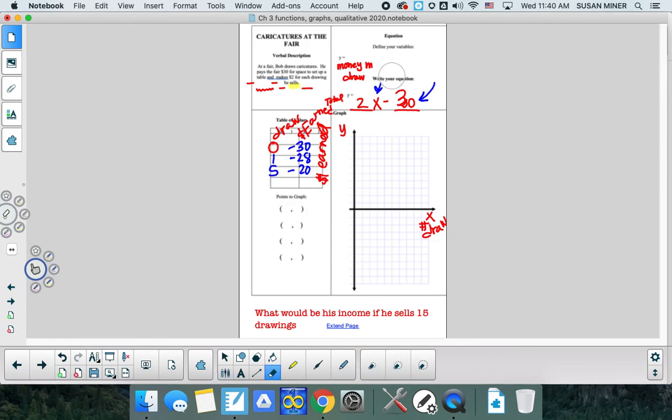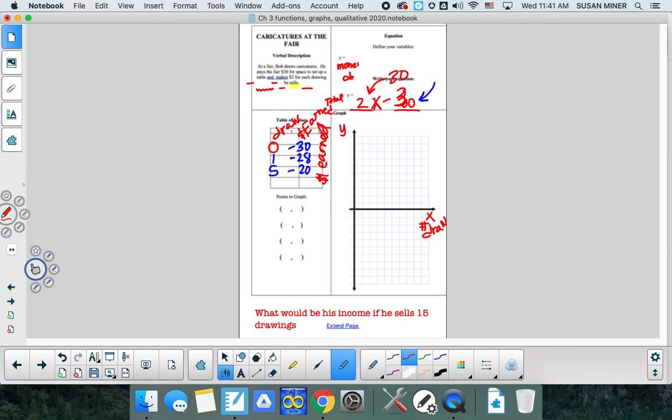So let's try and get us up into the positive earnings. Let's pick 25. Let's pick 30 drawings. What if I sold, that was x minus 30, right? What if I sold 30?